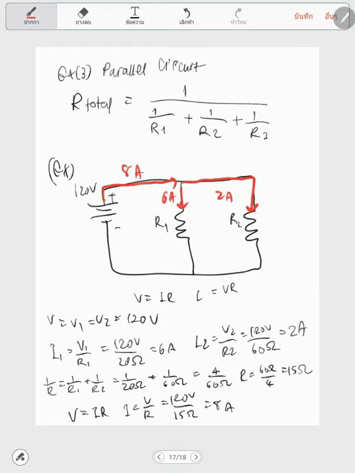In this system, there's a battery which contains 120 volt, and resistance 1 and resistance 2. After doing the calculation, we would get the current on the first part, on R1, of 6 amp. Write it down on the diagram. For the second part, we get 2 amps, and on the third part we get 8 amps. And this is how the current flow would be.